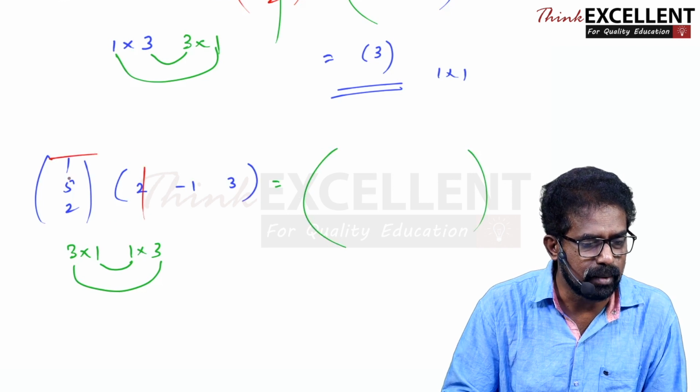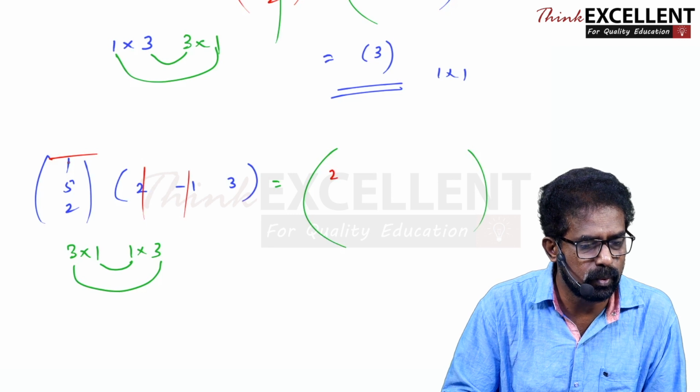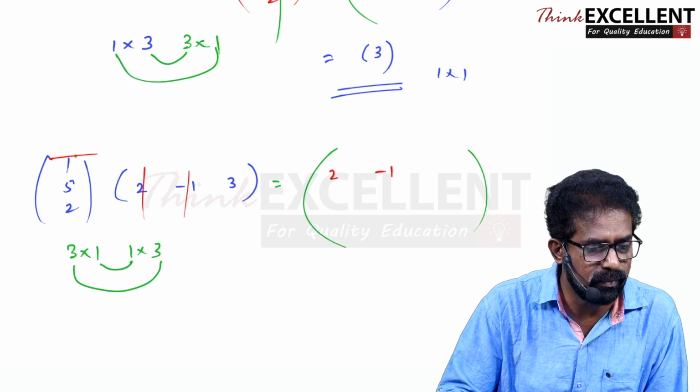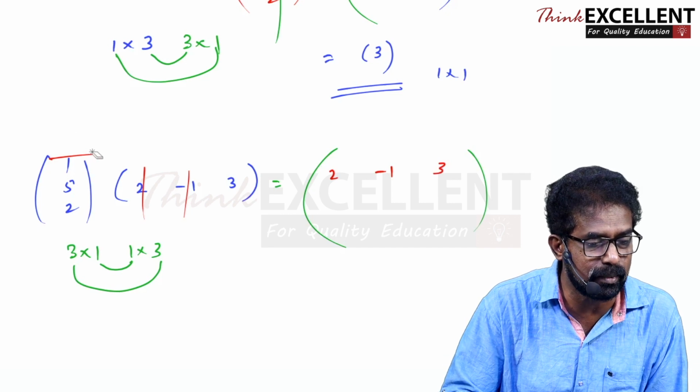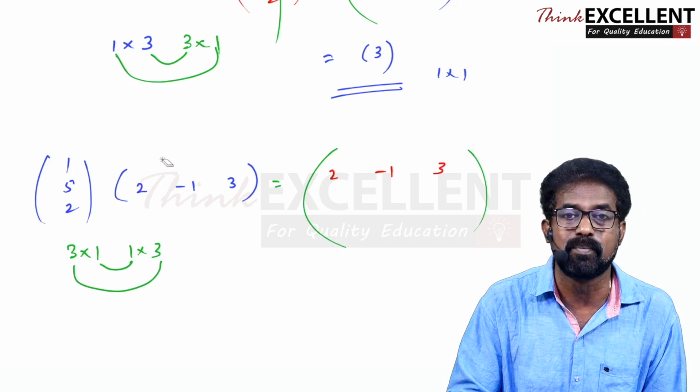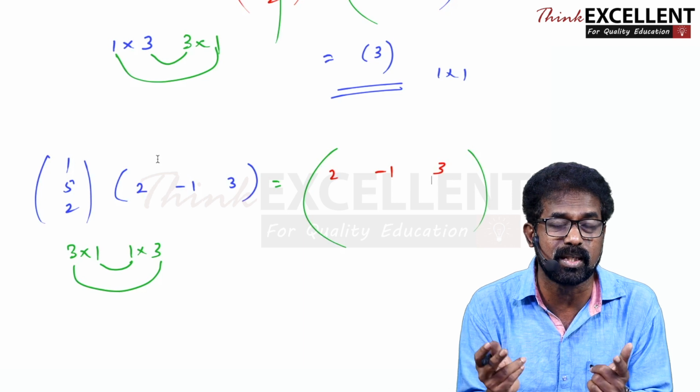First row, first column, 1 into 2, 2, that's all. First row, second, 1 into minus 1, minus 1. First row, third, 1 into 3, 3. All three numbers are different. Don't add them. You are supposed to get a 3 by 3. That's why you check that first, then you will not get any doubt.